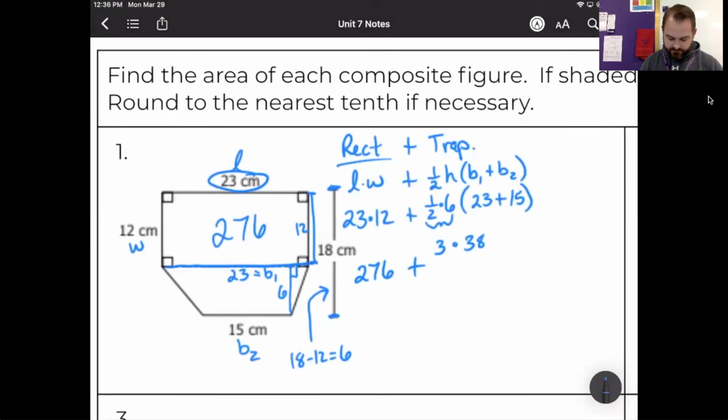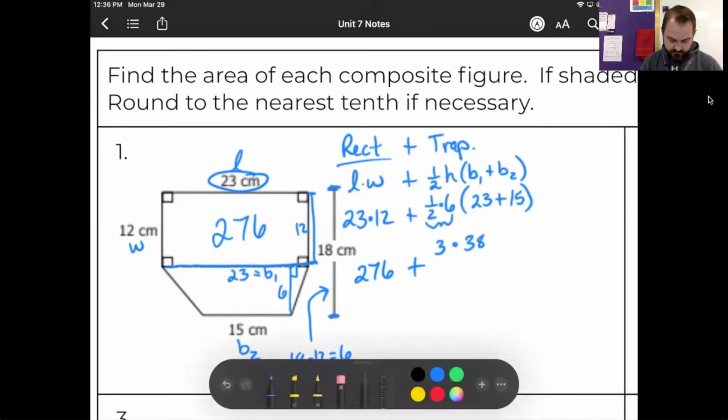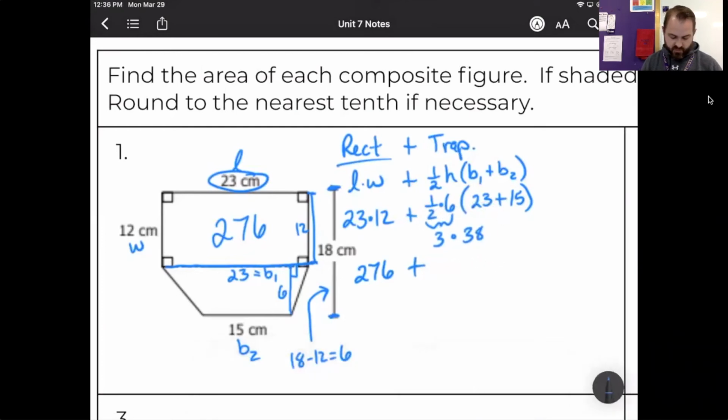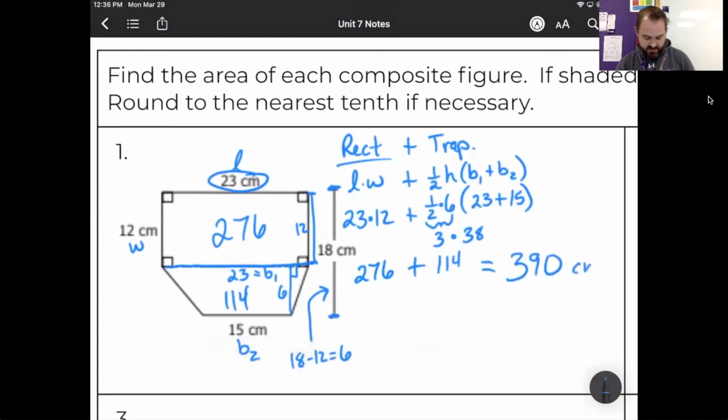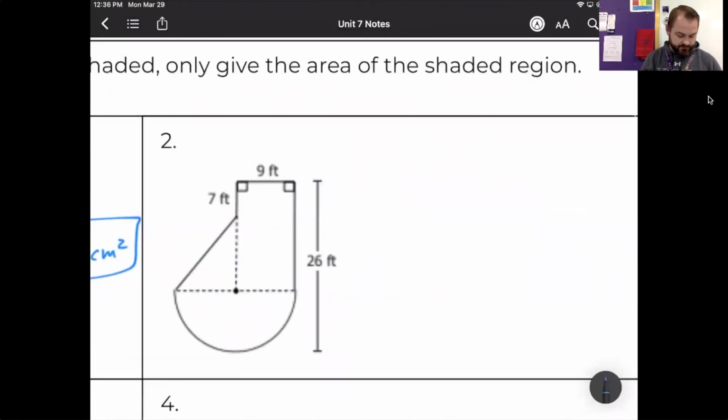Give myself a little more room here. So when I do 3 times 38 now, I get 114. And so I'm going to add that to 276. So when I combine those two total areas, I get a grand total of 390 square centimeters, because they give me the units of measure this time. All right, let's move on to number 2.